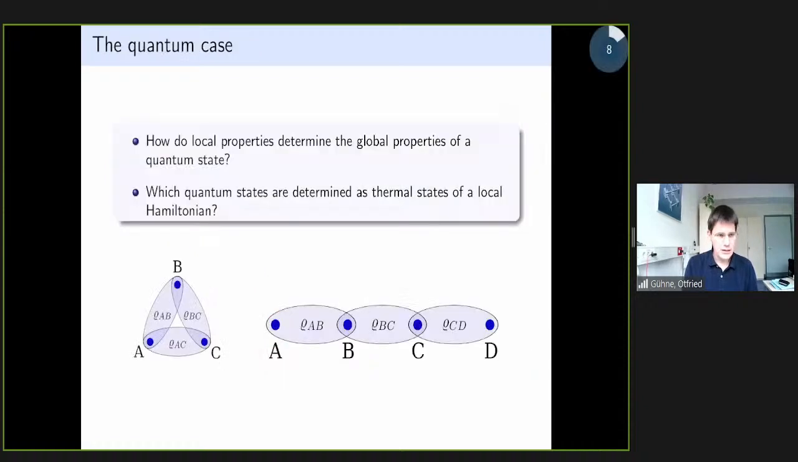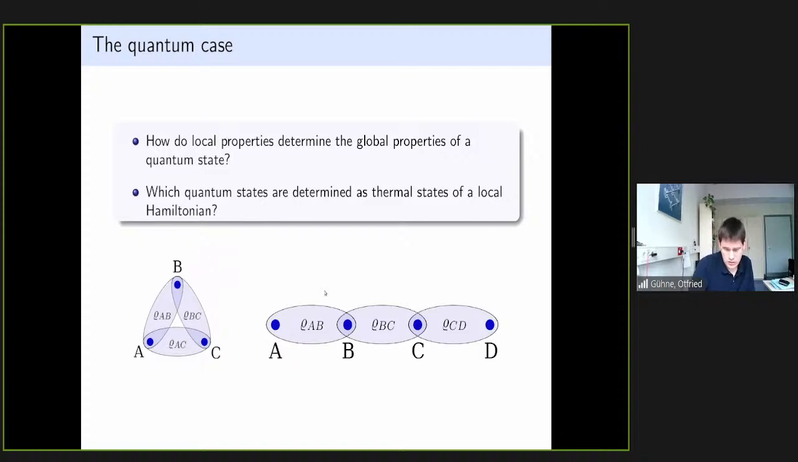Good. But now let's come even more to quantum mechanics, namely, let's come to quantum states. And there you can ask a bunch of typical questions, because essentially for the quantum state, like here, ABC, you maybe only have this marginal information, like the reduced density matrices rho AB, rho BC, and rho AC. And then you can ask, in which sense do these marginals determine my global state?